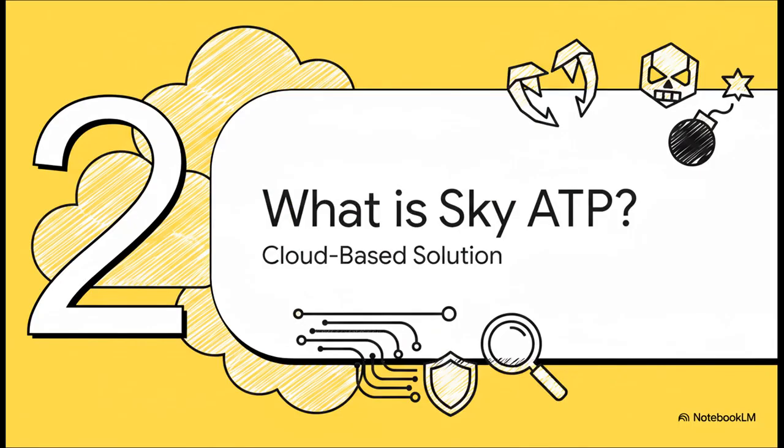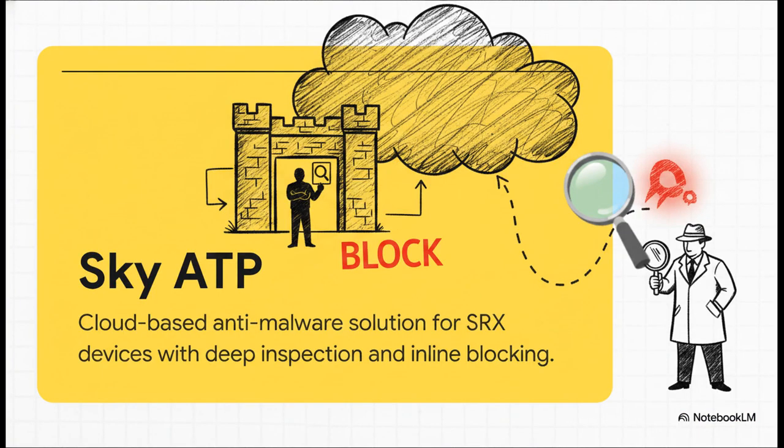Which brings us perfectly to Section 2. What is Sky ATP? The cloud-based solution. So, let's define the hero of our story here. Sky ATP is a cloud-based anti-malware solution built specifically for Juniper's SRX series devices. It delivers deep inspection, actionable reporting, and immediate inline malware blocking.